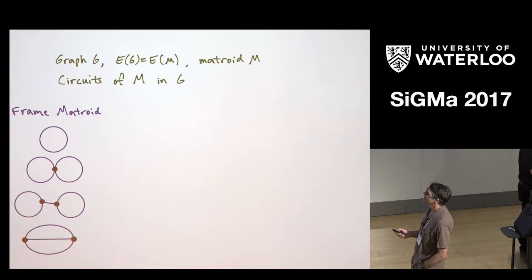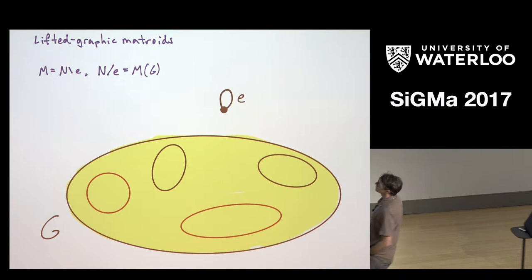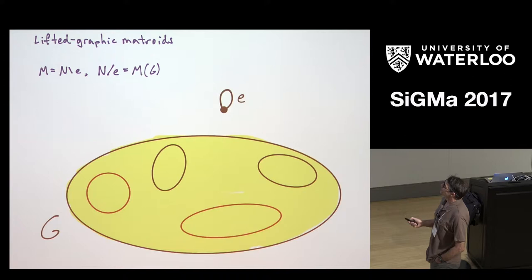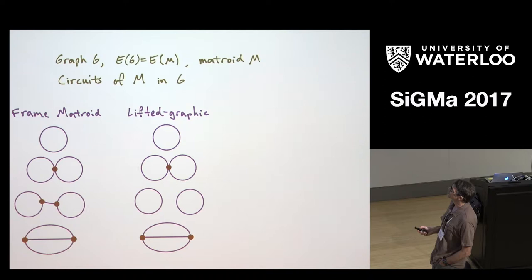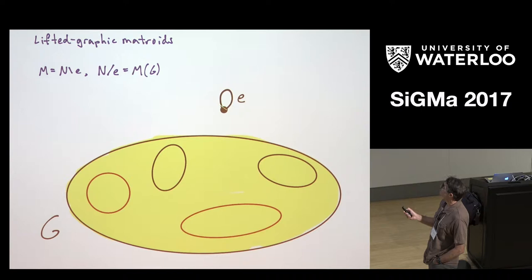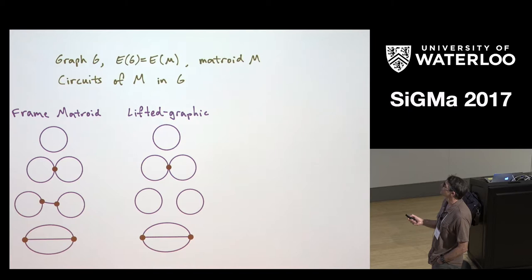And here's a picture of a lifted graphic matroid. I've lifted it by an element e, which I'm representing as a loop here. The cycles in the graph now are of two sorts. Either they're circuits of the matroid, or together with this uncontracted element, you have a circuit. The circuits of the lifted graphic matroid appear in that yellow blob after you delete e like that: subdivisions of either a cycle, a pair of cycles meeting in a vertex, a pair of disjoint cycles, or a theta.